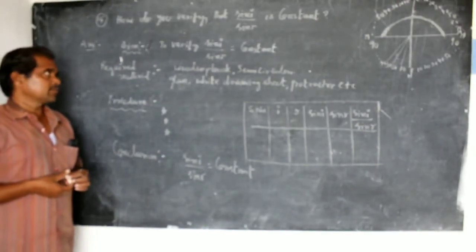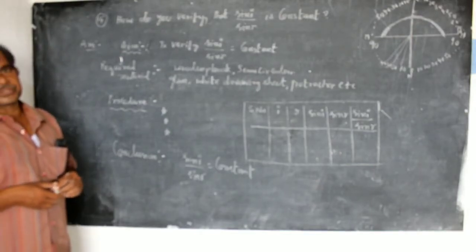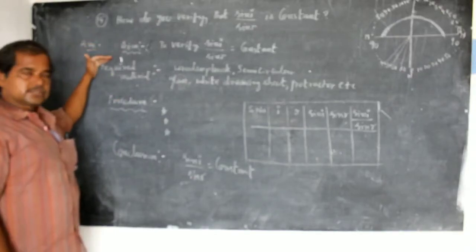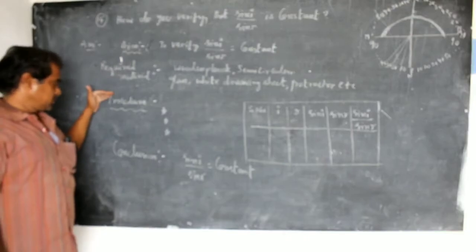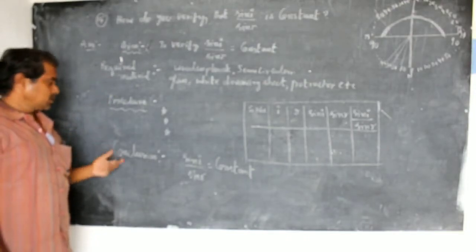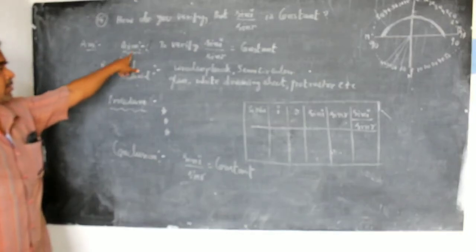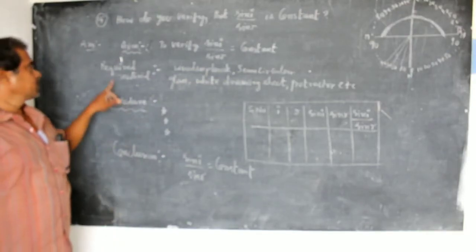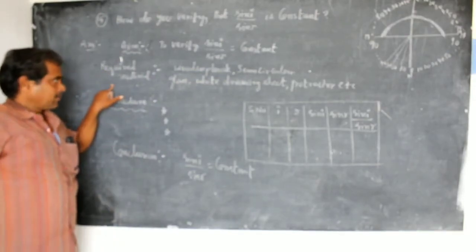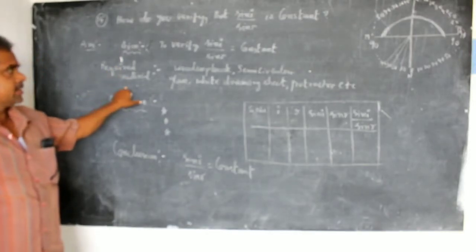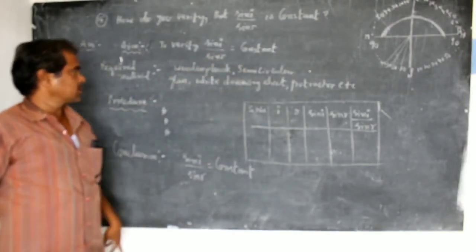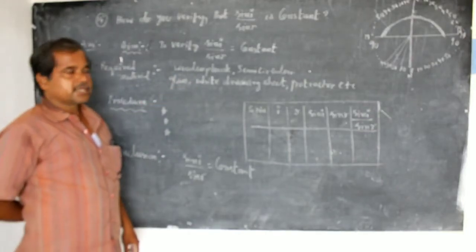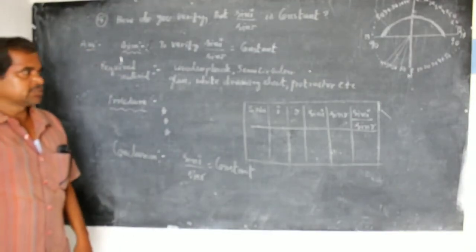To answer this type of question, first we make some subheadings. One is aim, the second is required material, the third is procedure, and the fourth is conclusion or result. Here, what is the aim? To verify or to prove sin i by sin r is equal to a constant. To prove this, we require some material: a wooden plank, semicircular glass, white drawing sheet, protractor, pencil, one laser light, etc. Procedure.